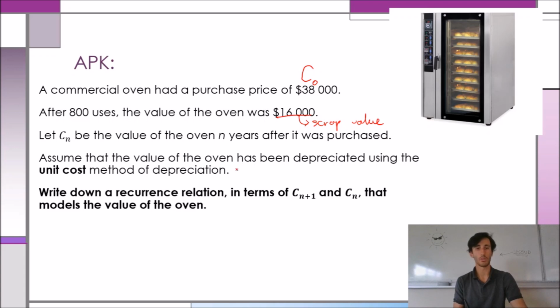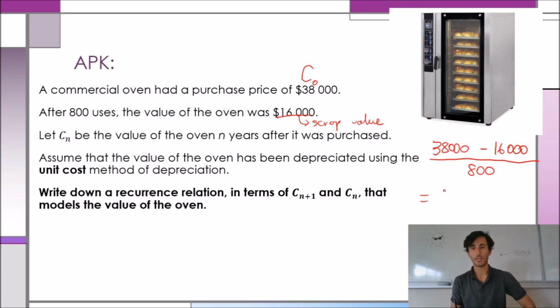All right, a recurrence relation, cool. We don't have D yet, which is the difference that keeps happening every time period. In this case, we're using unit cost, so it's not even time period, it's every time you use it. To calculate D, you do 38,000 minus 16,000, the scrap value, divided by the number of uses. In this case, it's 17.5.